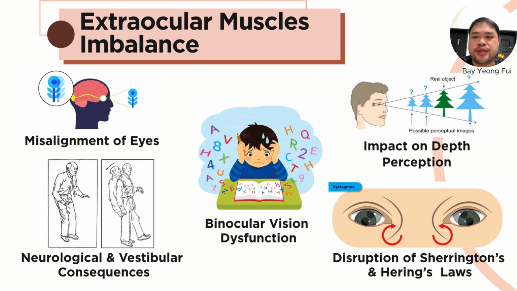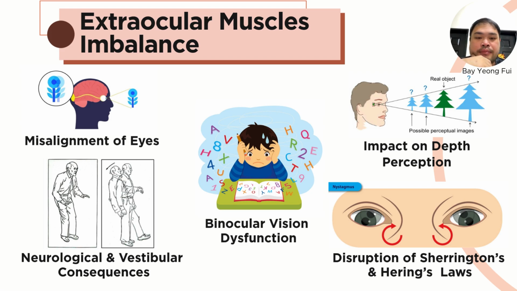Let us continue with extraocular muscle imbalance. Muscle imbalance in the extraocular muscles can significantly disturb binocular vision, leading to a range of visual and neurological symptoms. Here is a brief breakdown of how muscle imbalance affects binocular vision.